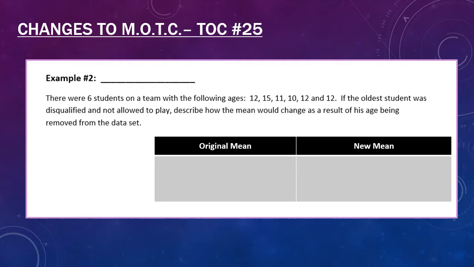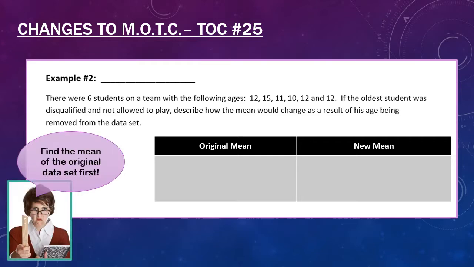Okay, example number 2. There were 6 students on a team. Remember, we're going to read carefully. There were 6 students on a team with the following ages: 12, 15, 11, 10, 12, and 12. If the oldest student was disqualified and not allowed to play, describe how the mean would change as a result of his age being removed from the data set.